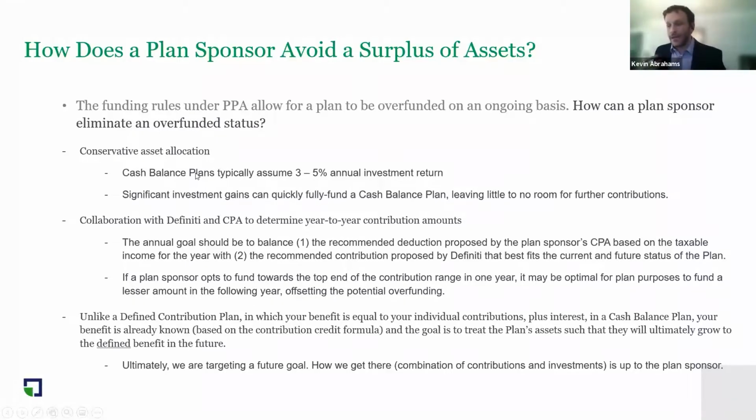So that's just the idea: we want to shoot for as high of an account balance or investment account balance as we can, but it's within limitations. If we have $1 billion in the plan, that's wonderful, but there are certain limitations of what you can take out. So how do we avoid becoming overfunded?